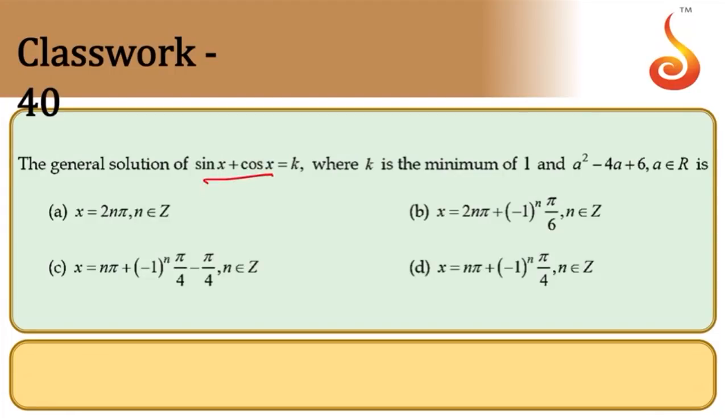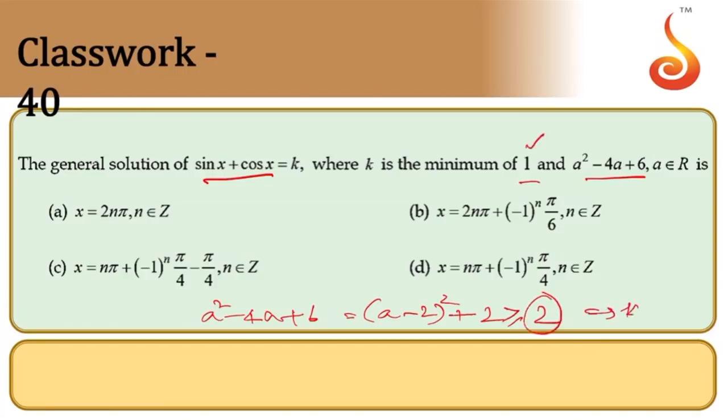Next one, the general solution of this one, where k is the minimum of this number and this number. But when I take a square minus 4a plus 6, that is equal to a minus 2 whole square plus 2, the minimum value is equal to 2. But 2 is a number which is greater than 1. So definitely the k value has to be equal to 1.